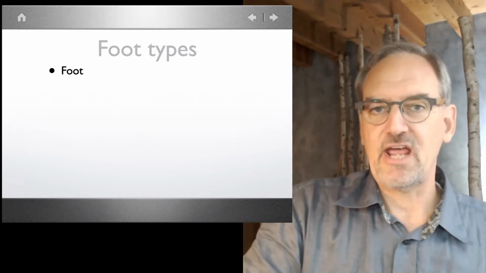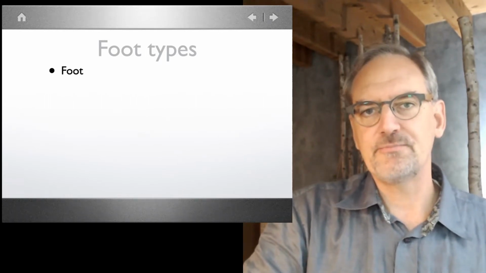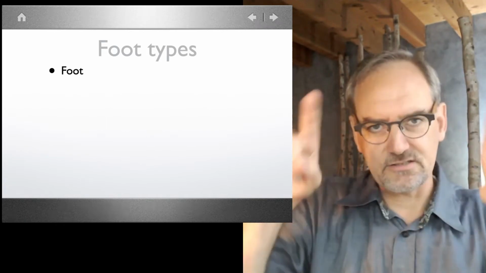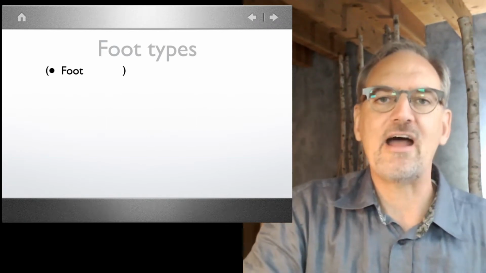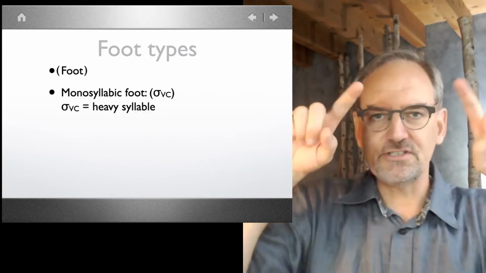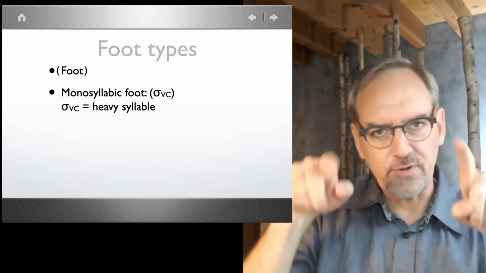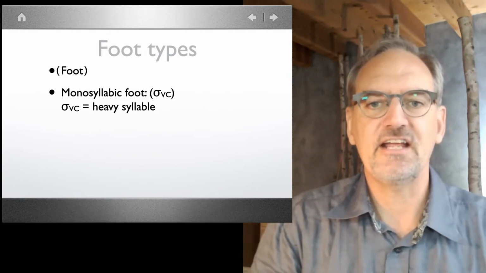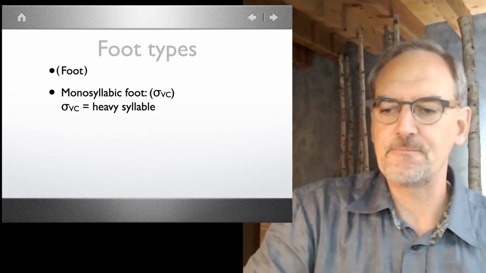Right. Now, the notation I'm going to use for the foot, I'm going to use parentheses. Okay? And so I'll use parentheses that go around each foot. Okay? So a monosyllabic foot is going to be a syllable with parentheses around that. And that indicates that it's a one-syllable foot.